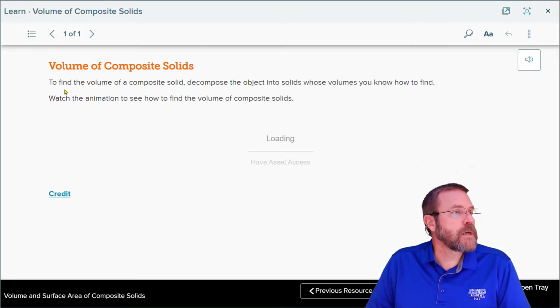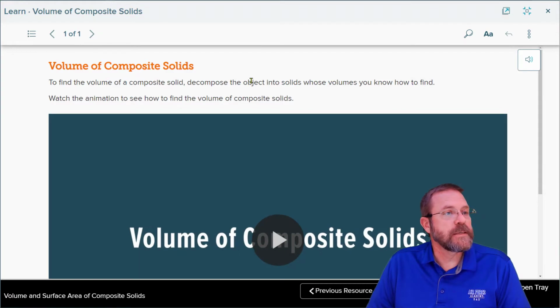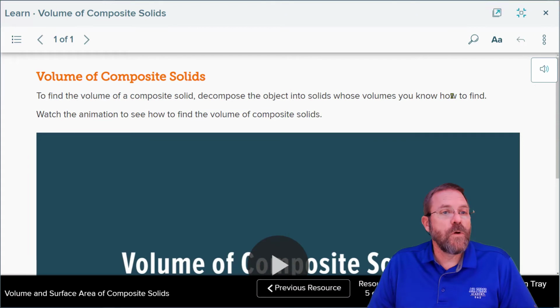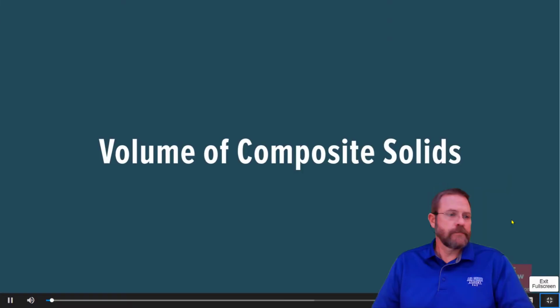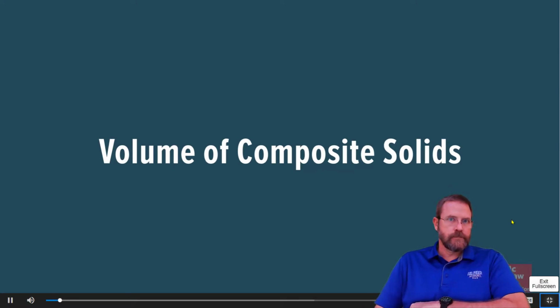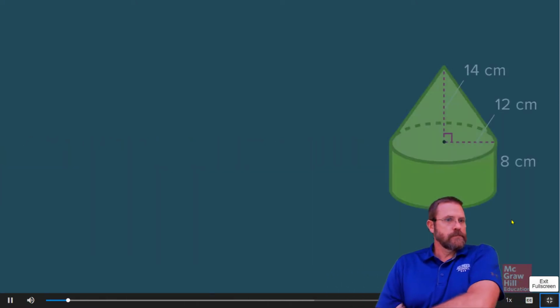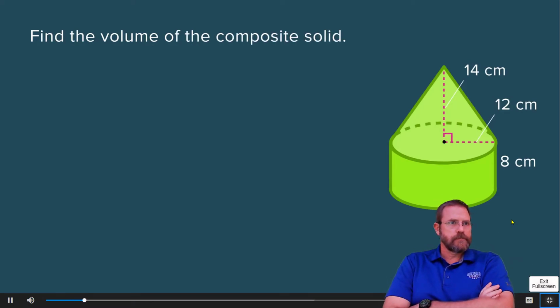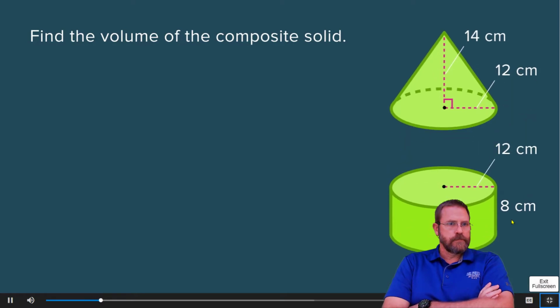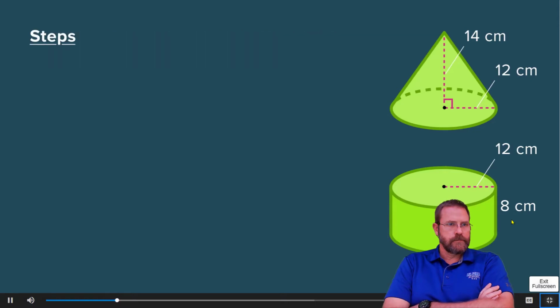Volume of composite solids. To find the volume of a composite solid, you decompose the object into solids whose volumes you know how to find. We have an animation here to help us get through that. Find the volume of the composite solid. To find the composite solid's volume, decompose it into a cone and a cylinder, and then find the volume of each solid separately. First, find the volume of the cone.